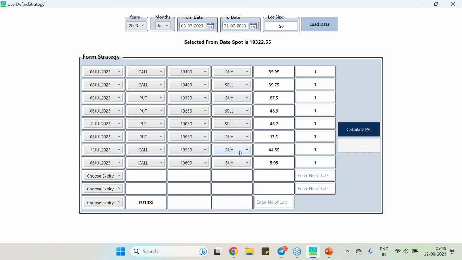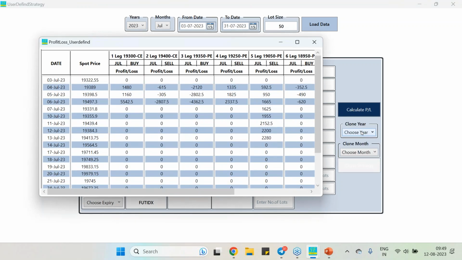So here I can make a sale. This is a sold position, this is a bought position. So almost I got similar kind of things. So 36, 39 rupees I am getting. Let me calculate the profit and loss.